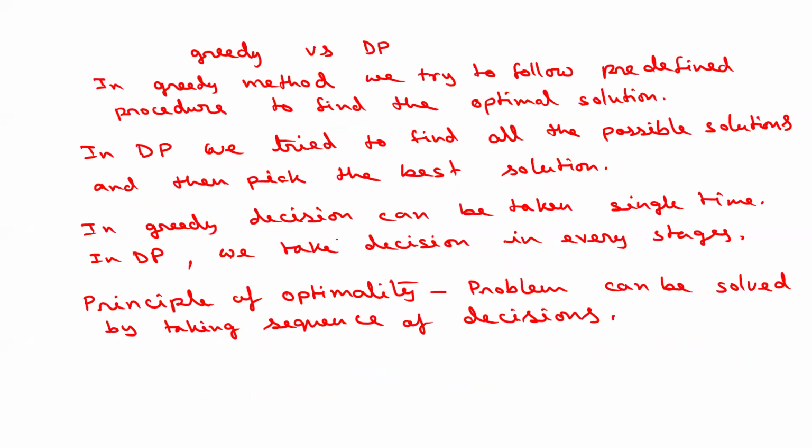And the difference between greedy and the DP: in the greedy method, we follow the predefined procedure or predefined steps to find the optimal solution. Whereas in case of DP, we find all the possible solutions and then pick the best solution. And in case of greedy, the decision can be taken a single time, whereas in the DP, we take the decision in every stage. So that is the difference between greedy and the dynamic programming.